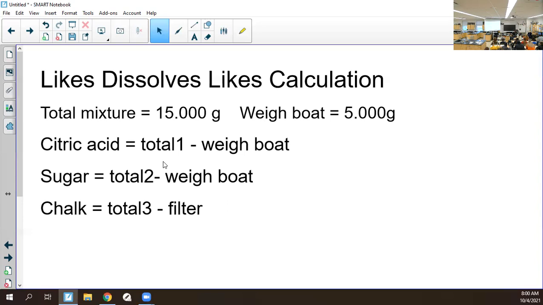Okay. So the next step is to calculate the percent of chalk, the percent of sugar, and the percent of citric acid. So let's see if this will be connected.